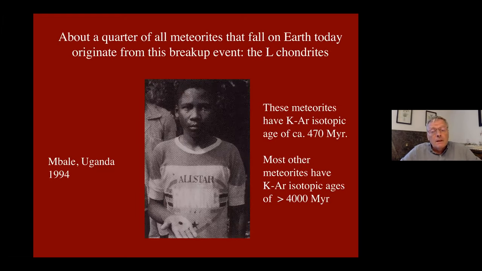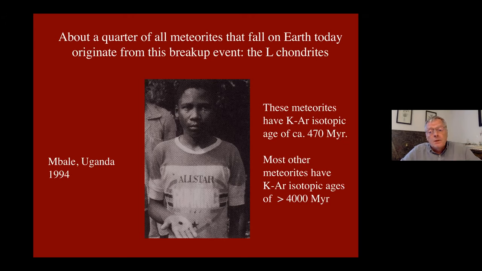I'll give a little overview of how we know this. How do we know that this is not just science fiction? The primary evidence was found already in the 1960s by people who were studying the meteorites that fall on Earth now. And it's actually about a quarter of all meteorites that fall on Earth today that originate from this breakup event. It's the L-chondrites. L-chondrite is a kind of stony meteorite, common stony meteorite, ordinary chondrites, and they are of three kinds, H, L, and LL, mainly depending on the iron content. So the L-chondrites are the most common type of meteorites that fall today.